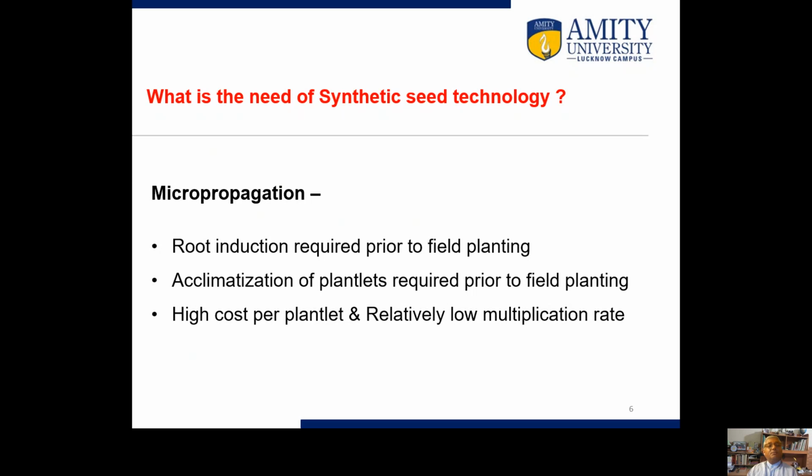When we compare this to micropropagation, which is an in vitro method, we find that root induction is required prior to the field condition. The root induction is followed by acclimatization, which is a very critical and crucial phase with high mortality, so only 50% of the plantlets can be transferred to the field condition. And because of the mortality and the involvement of various chemicals, glassware, and sophisticated culture conditions, the cost is very high per plant. And relatively, the multiplication rate is very low.